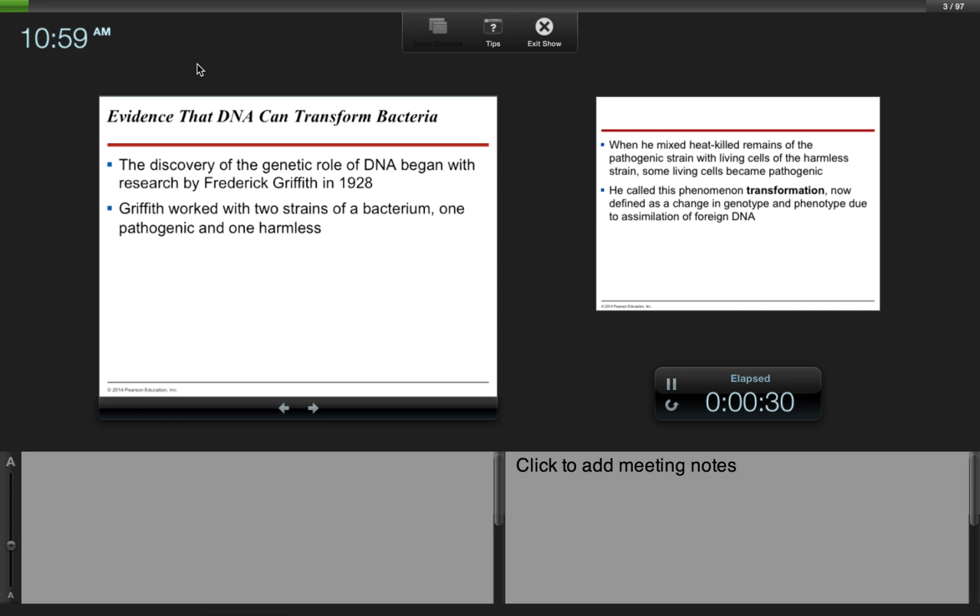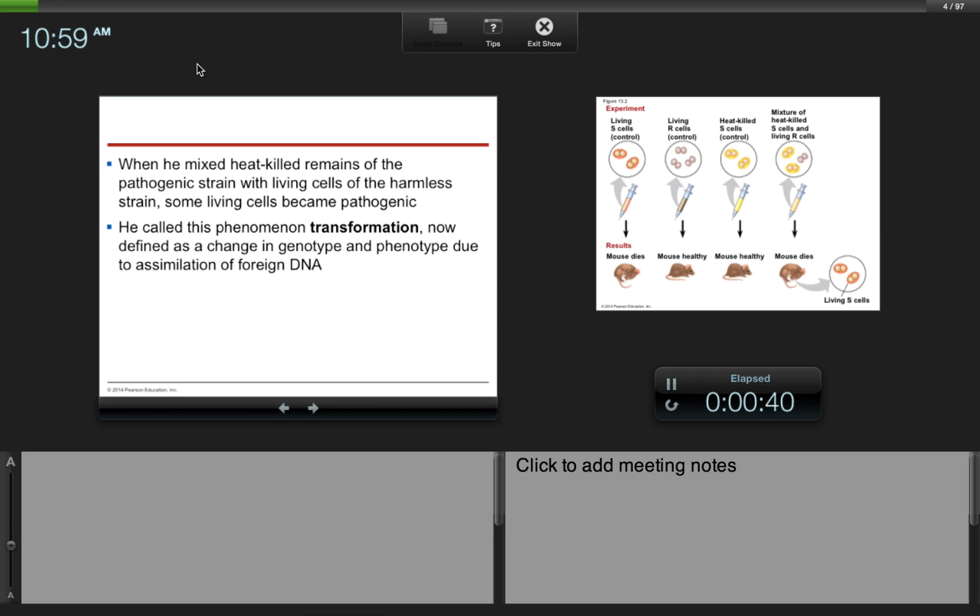The discovery of the genetic role of DNA began with research by Frederick Griffith in 1928. He worked with two strains of a bacterium, one that was pathogenic and one that was harmless. When he mixed heat-killed remains of the pathogenic strain with living cells of the harmless strain, some living cells became pathogenic. He called this phenomenon transformation, now defined as a change in genotype and phenotype due to assimilation of foreign DNA.